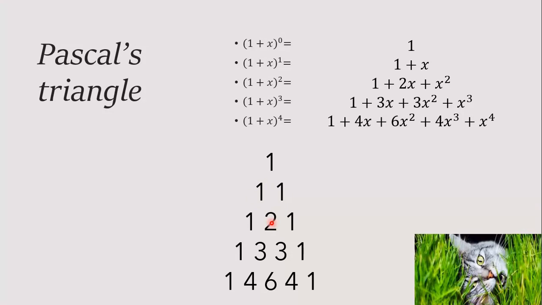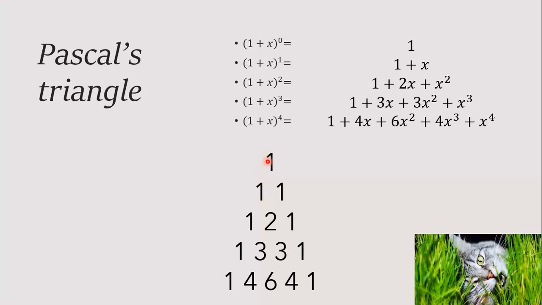1 plus 1 is 2. 1 plus 2 is 3. 3 plus 3 is 6. So you're noticing the numbers underneath, in the middle of two numbers, are the sum of them. And basically these are the coefficients.